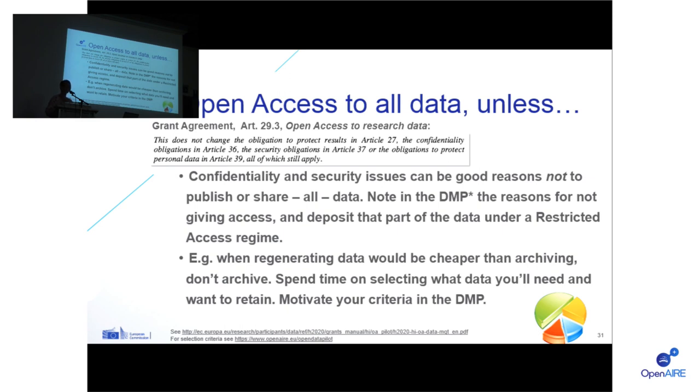The other kind of selection is that data may not need to be deposited if things can easily be reproduced. We hear examples from physics, for instance, where storing the huge amount of data is very costly. Storing it in a sensible way with all the documentation that we would like to have makes it even more expensive. But the work can be done again and again and again, so you can just repeat the experiment. Of course, this is, again, domain dependent, but please think about it and motivate in your plan why you select those things and why you make such choices.